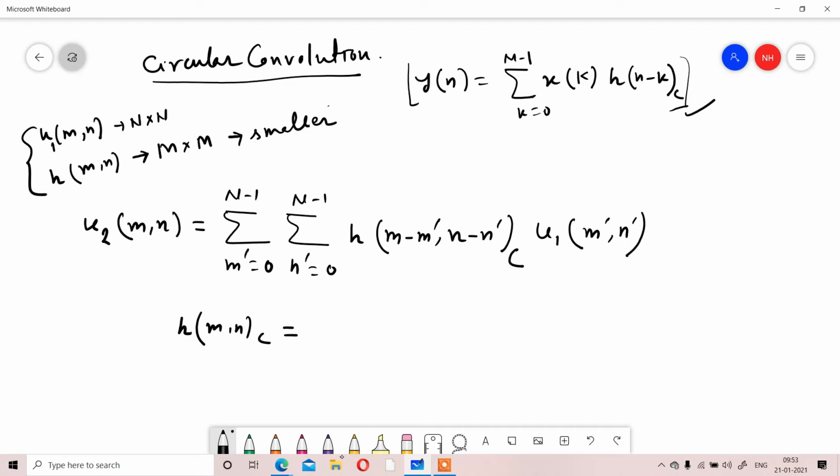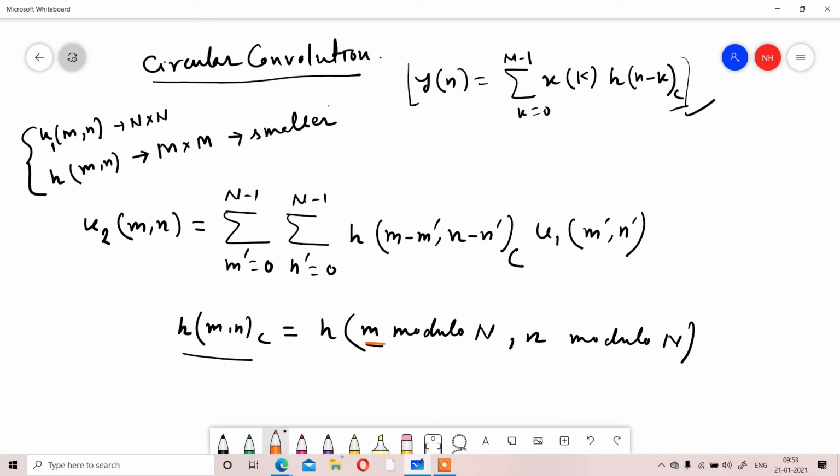Circular convolution of h(m,n) is defined as h of m modulo capital N, comma, n modulo capital N. Modulo of capital N means that whatever the value of m, it will always be within the mod value of N, that is, from 0 to N minus 1.